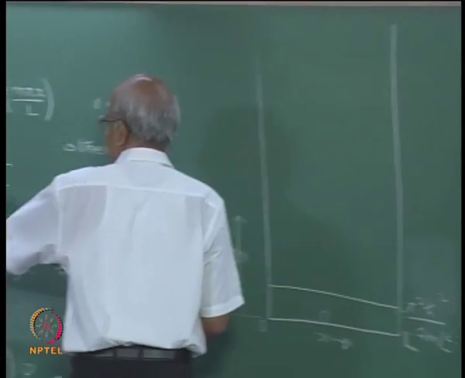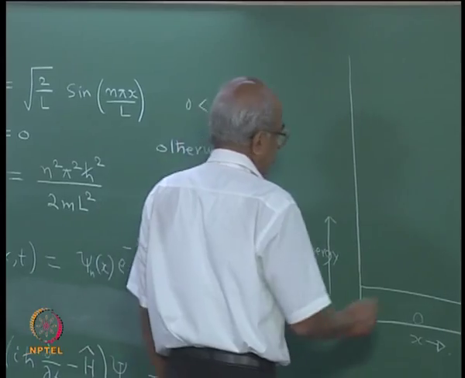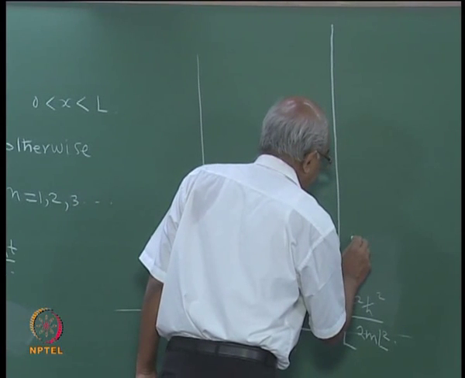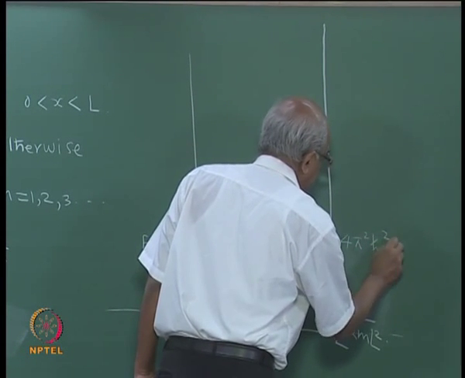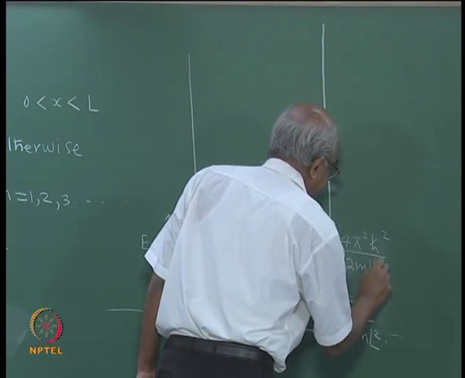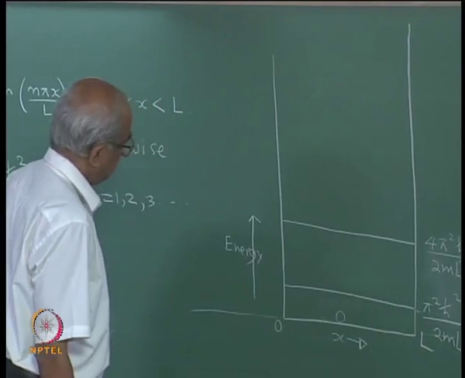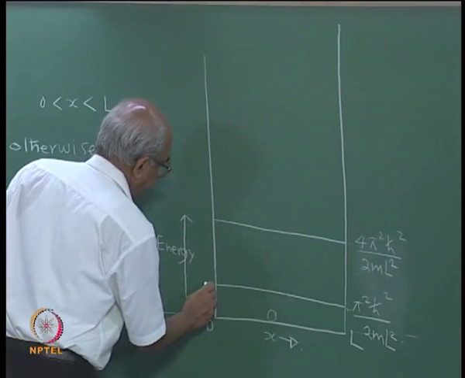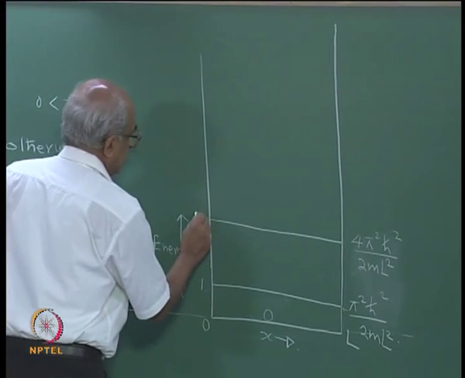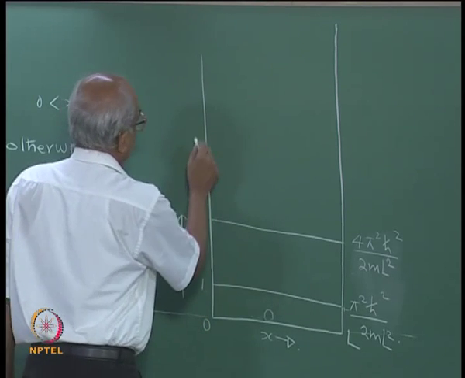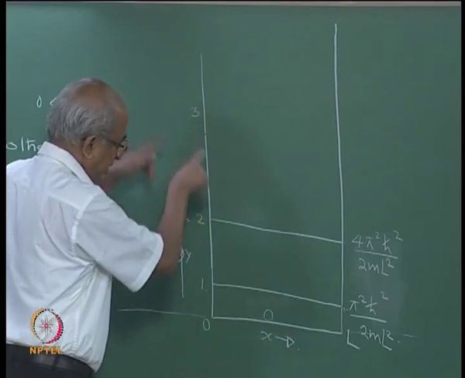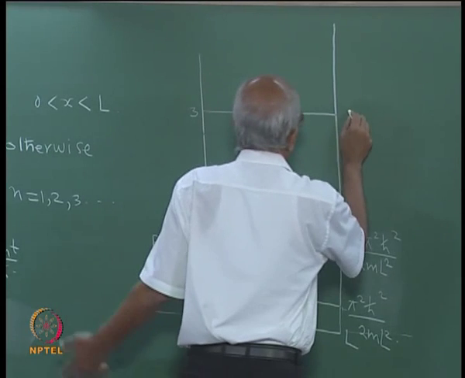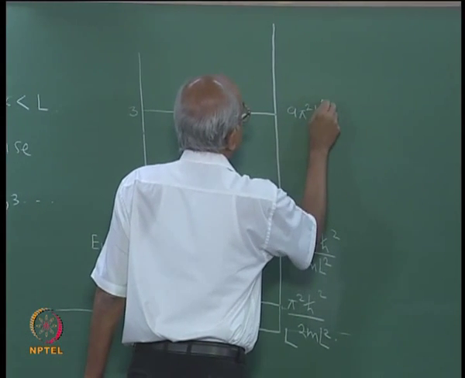The next one is how much? You put n equal to 2, so you are going to get an energy which may be somewhere here. That will be 4π²ħ²/2mL². Okay. So this has n equal to, let me write the value of n here, this is n equal to 1, this is n equal to 2, and then you will have n equal to 3 somewhere here. Notice the way I draw this picture. This is the next allowed energy level, its value will be 9π²ħ²/2mL².